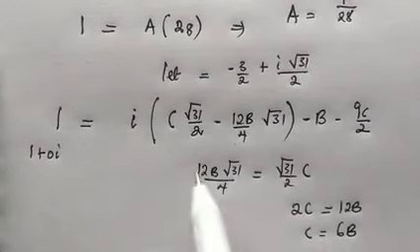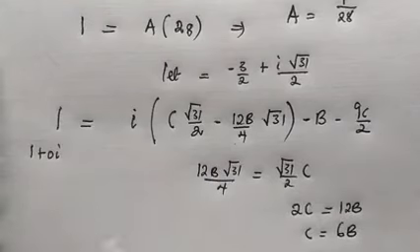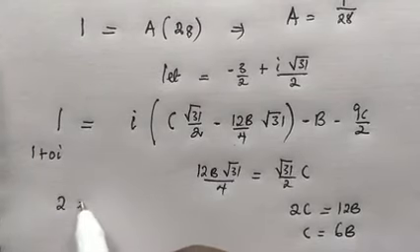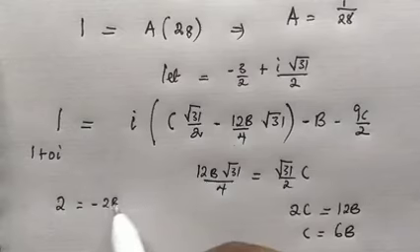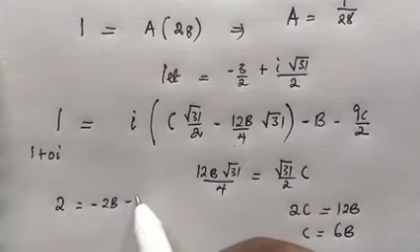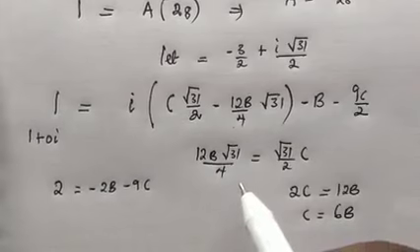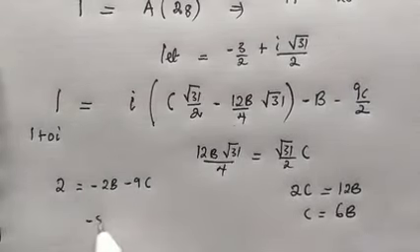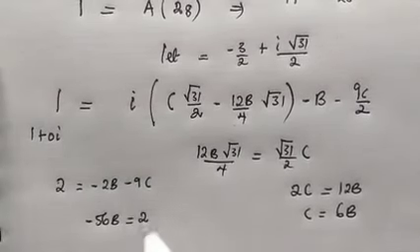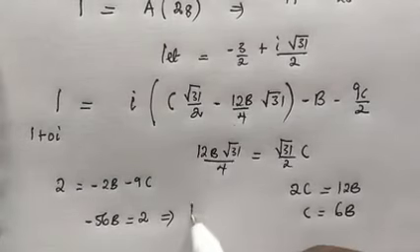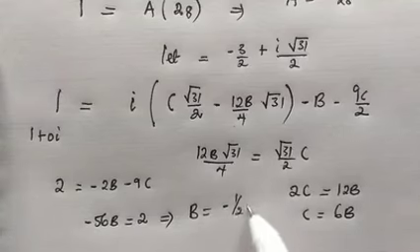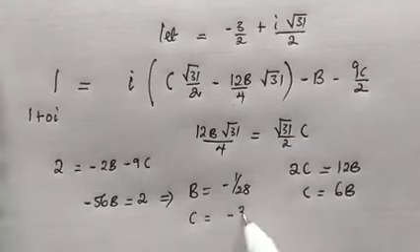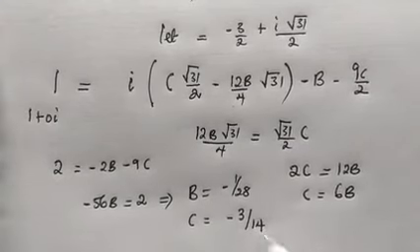Interesting, right? And if you let this one equal 1, yeah. So we're going to have 2 will be equal to negative 2B minus 9C. So here, remember that C is equal to 6B. If you plug it in, we finally have negative 56B is equal to 2. Divide both sides by negative 56. We get B is equal to negative 1 over 28. Plug that in here and simplifying, we get C is equal to negative 3 all over 14.